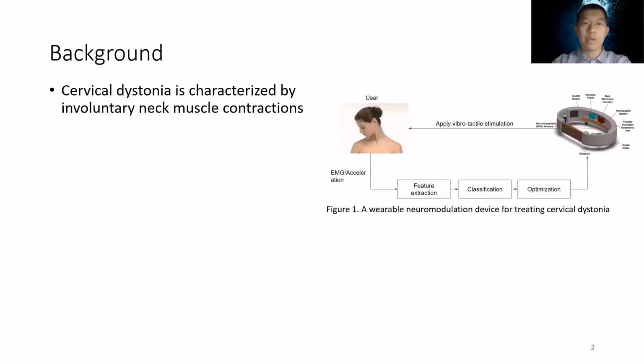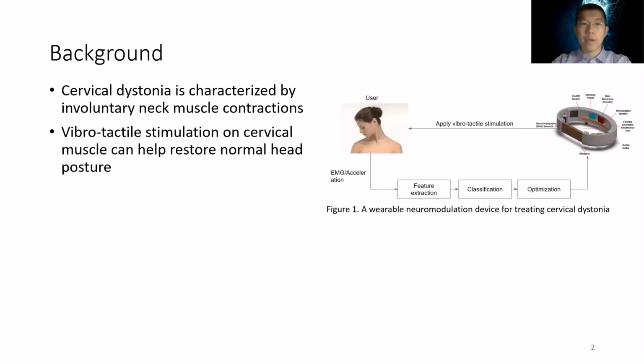So what is cervical dystonia? It's a type of neurological disorder, which is characterized by involuntary neck muscle contractions. When the dystonia occurs, it leads to an irresistible abnormal neck posture. Previous studies by our group have shown that vibrotactile stimulation, which is a type of vibration, can help the patients to restore a normal head posture.